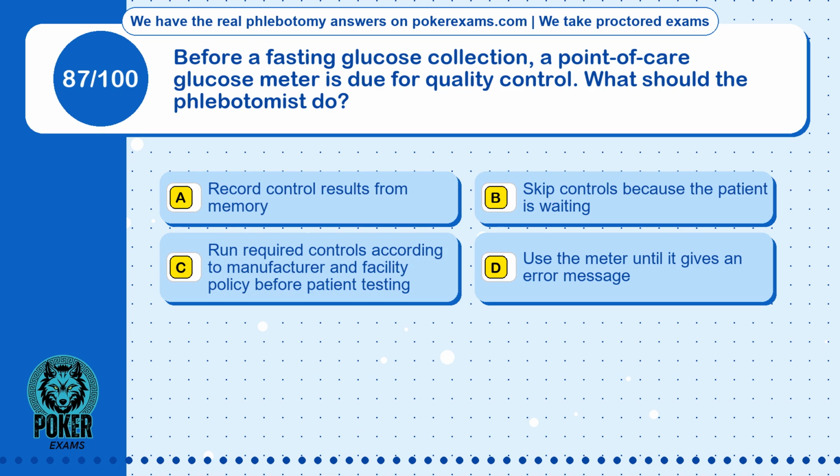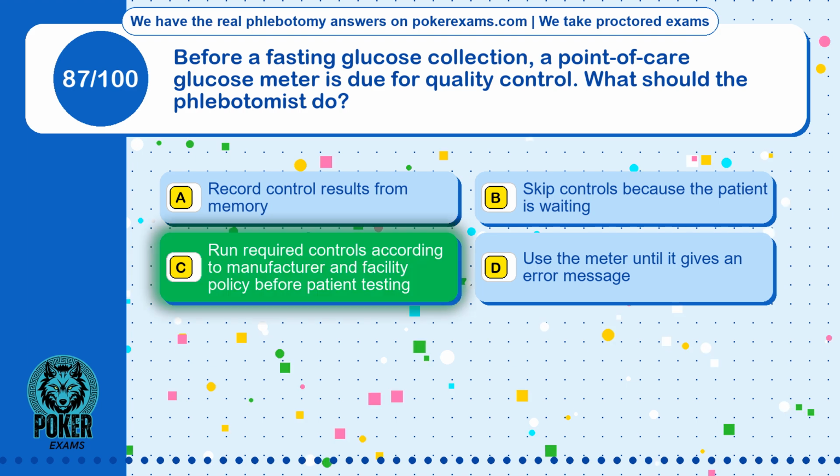Question 87. Before a fasting glucose collection, a point-of-care glucose meter is due for quality control. What should the phlebotomist do? Option A. Record control results from memory. Option B. Skip controls because the patient is waiting. Option C. Run required controls according to manufacturer and facility policy before patient testing. Option D. Use the meter until it gives an error message.